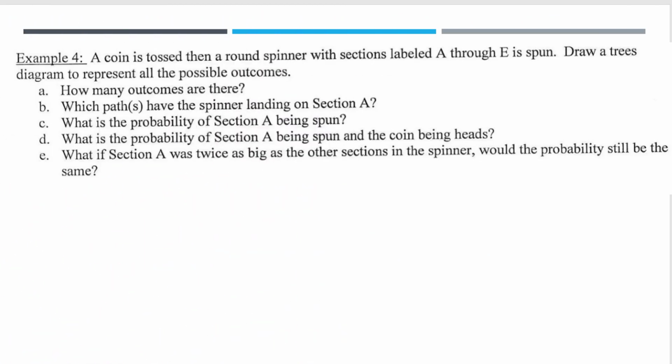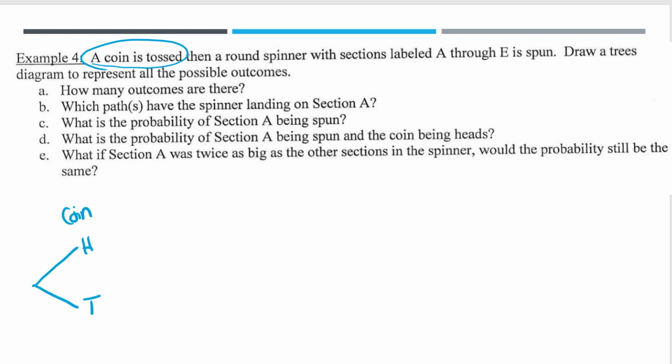For the next example, which is labeled example 4, a coin is tossed, then a round spinner with sections labeled A through E is spun. Draw a tree diagram to represent all possible outcomes. So we're going to start with the tree diagram. So we have a coin that is tossed. Again, we will assume that it is heads and tails. So that is our coin.